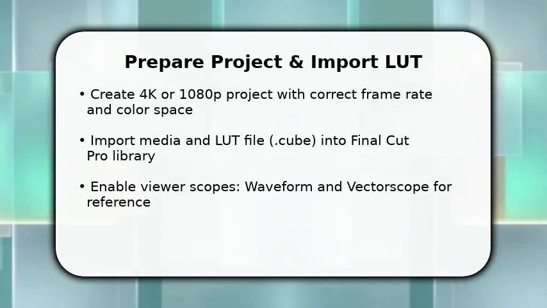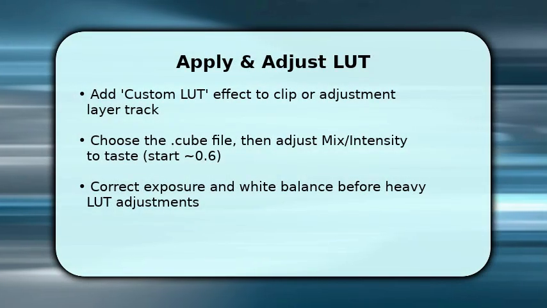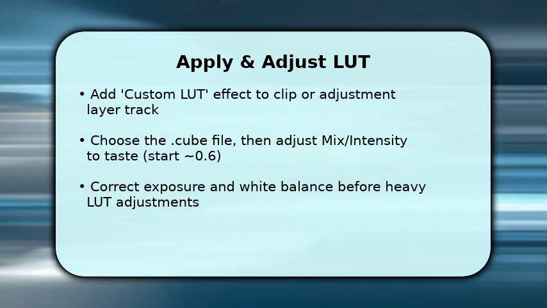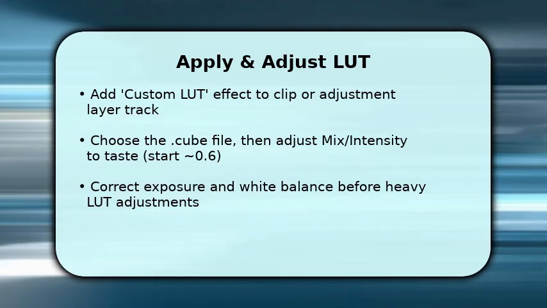You apply the LUT via the custom LUT effect to either individual clips or a global adjustment layer. This lets you control scope of the grade. After selecting the cube file, reduce the effect mix or intensity, start around 0.6, because many LUTs are strong.